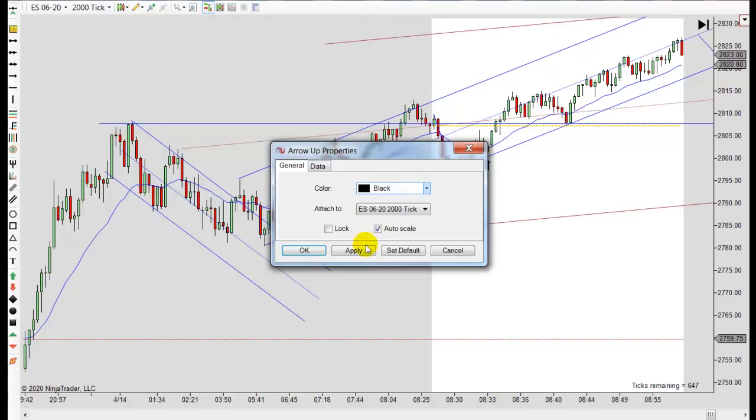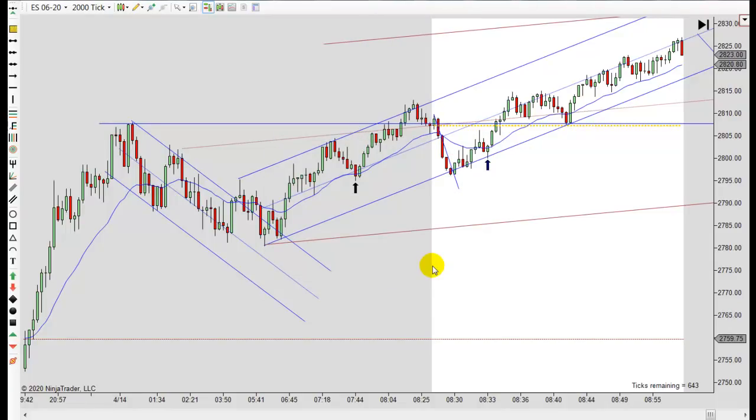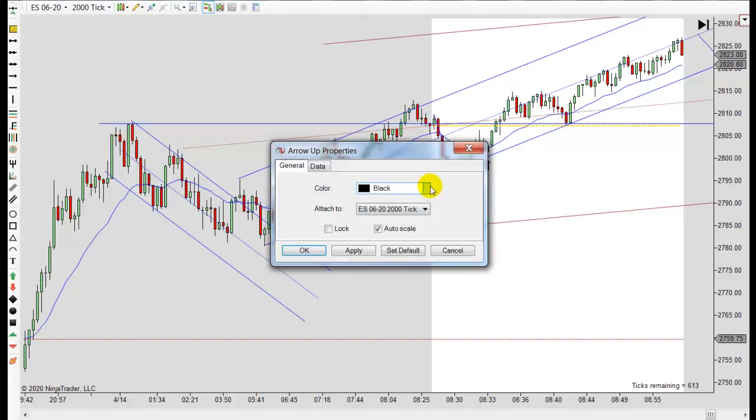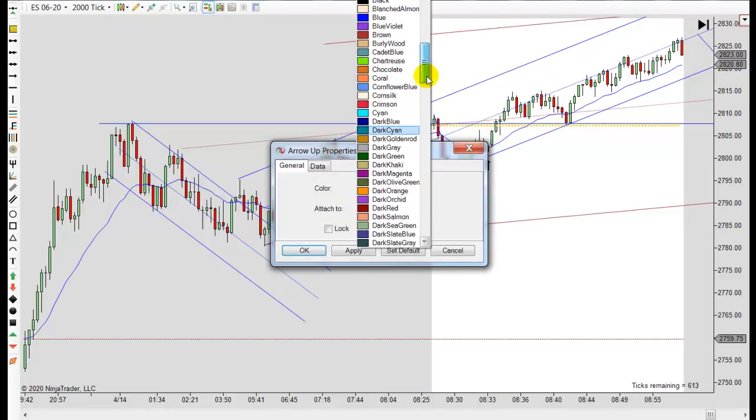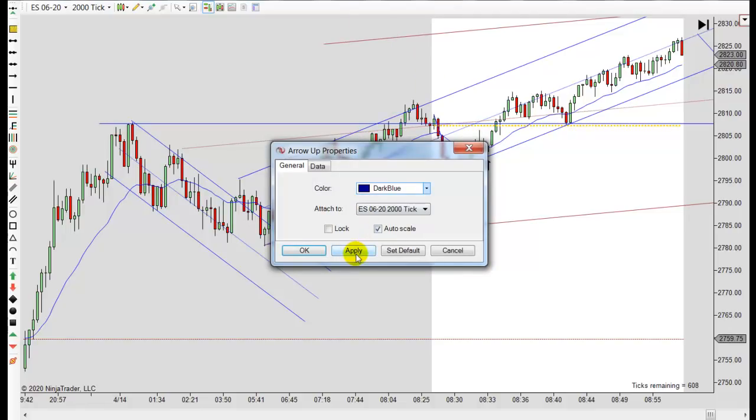Because it's not a very good signal bar. But it is a second entry. Actually, I just marked the wrong spot. That's what it was. I just put it in the wrong spot. So let's back up here.